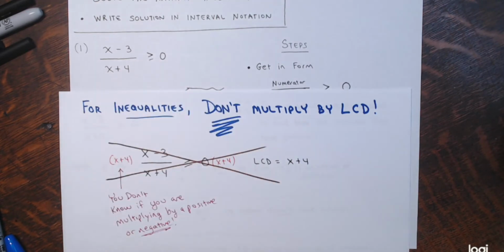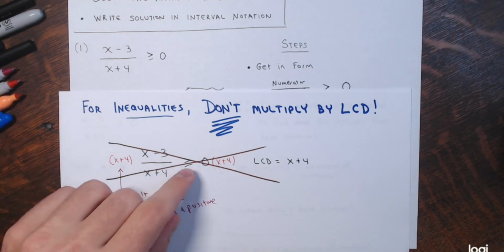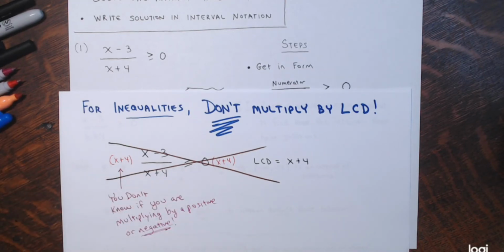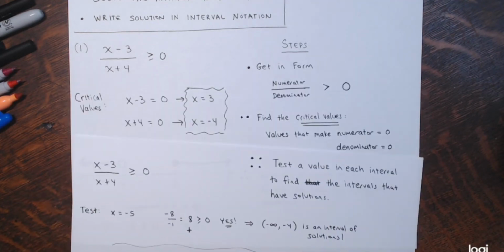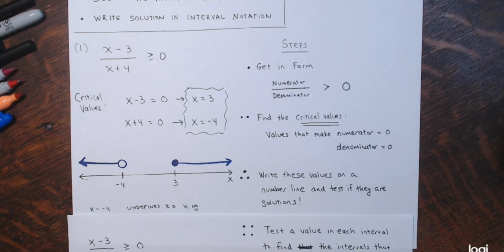For equations, you could multiply by the LCD. That was fine, because for an equation, it doesn't matter if you're multiplying by a positive or a negative. But with inequalities, it does matter, because whether you multiply by a positive or a negative determines whether the inequality symbol stays the same or flips over. So that was example 1. Again, I'm following the same steps every single time.